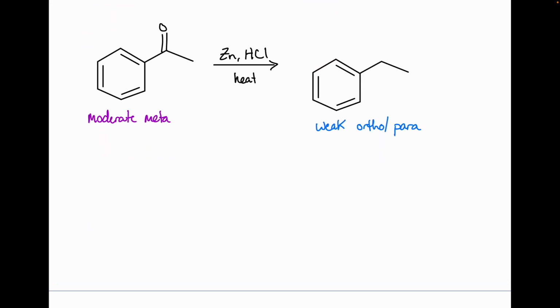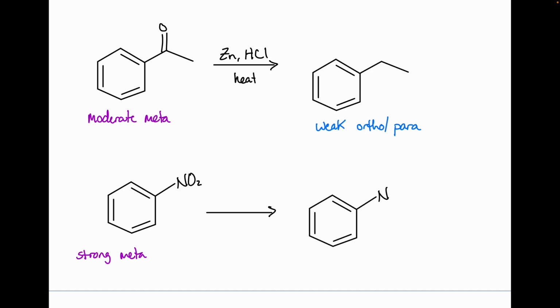All right, and the last one that we're going to add to this list of these 4 important conversion reactions is if we start out with nitrobenzene. Nitrobenzene is a strong metadirector. All right, we can convert this to just aniline using another sort of zinc-based reduction technique. This one you break up into 2 steps.